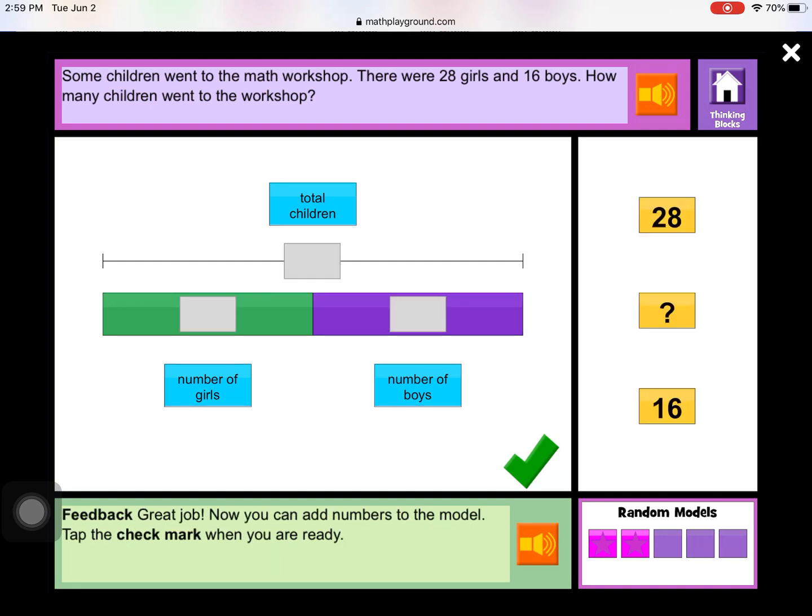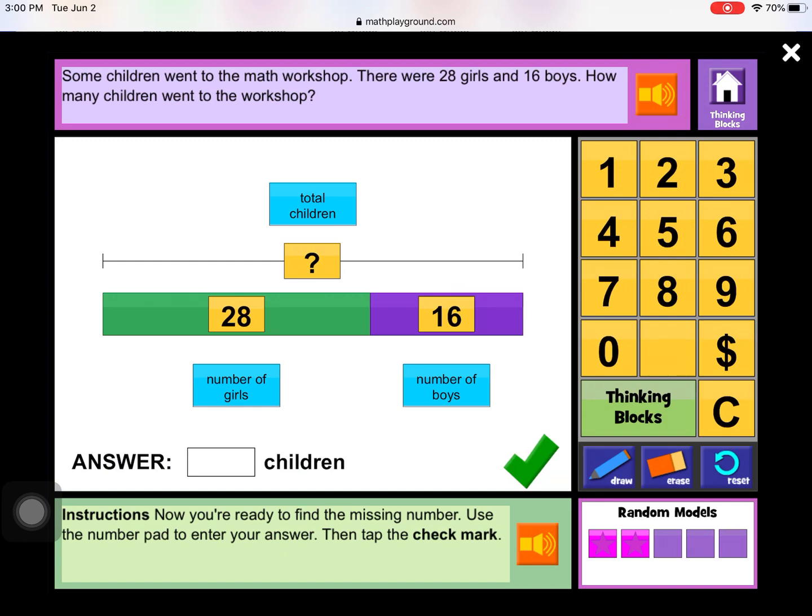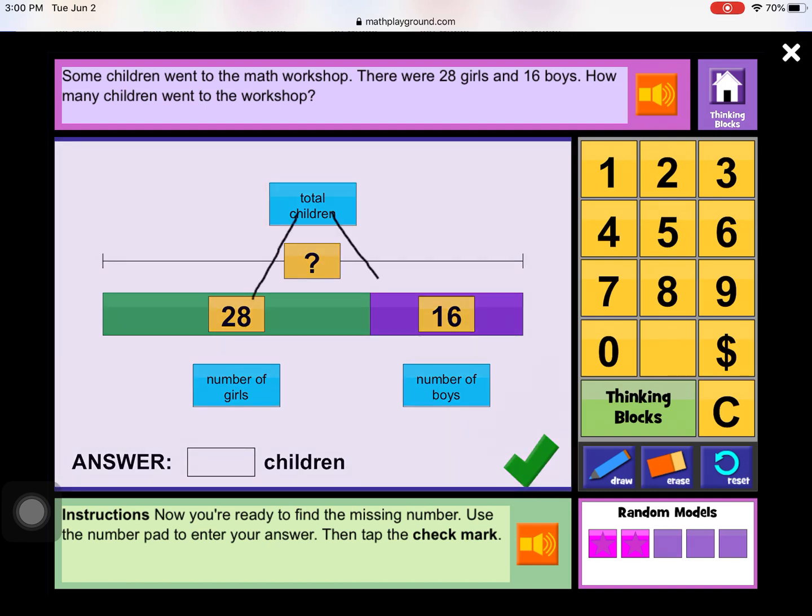So now I can go ahead and put my numbers in where my bars are. And I already said there were 28 girls and there were 16 boys. And I'm still trying to find out how many total children went to the workshop. And now I can see that I'm going to have to add those two numbers together to get my total. Remember, Mrs. Hagedorn has told you before, this is kind of like a math mountain, if you want to think about it. So 28 and 16, I believe that number is 54.